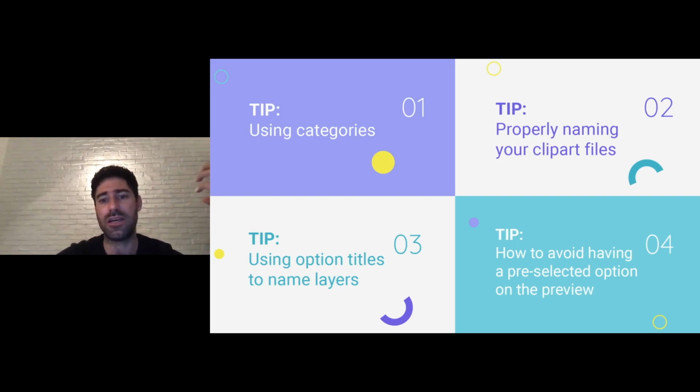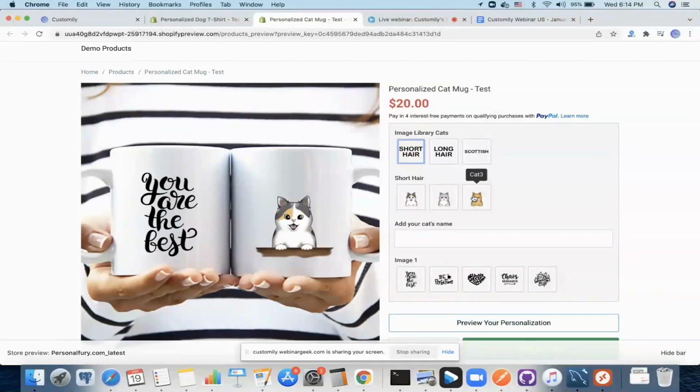For example, here we're using categories to split the different cats into different categories. Here what we see is that each category has a different set of cats, right? Once again, categories are great when you have a lot of options and you don't want your customers to scroll through those options endlessly. By having the customer choose a particular category, they'll be able to see all the elements that belong to that category, right?